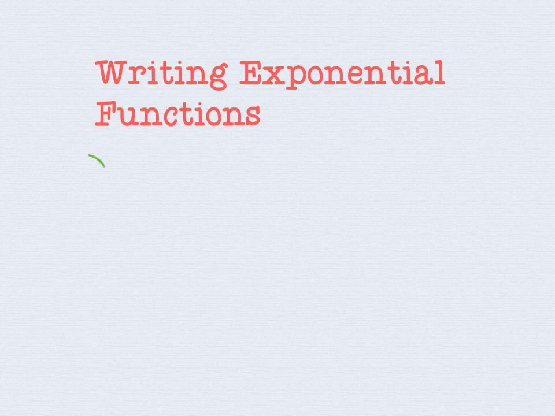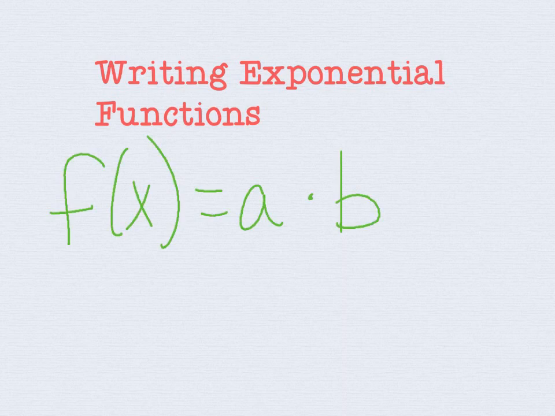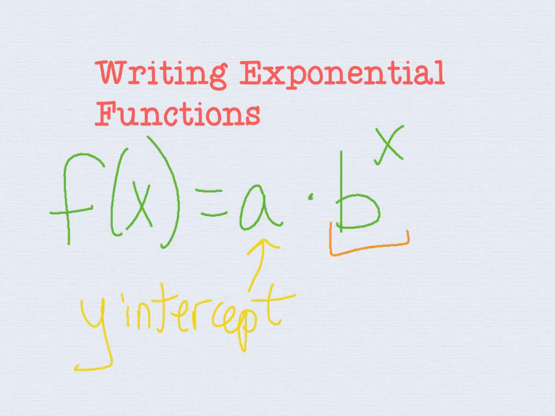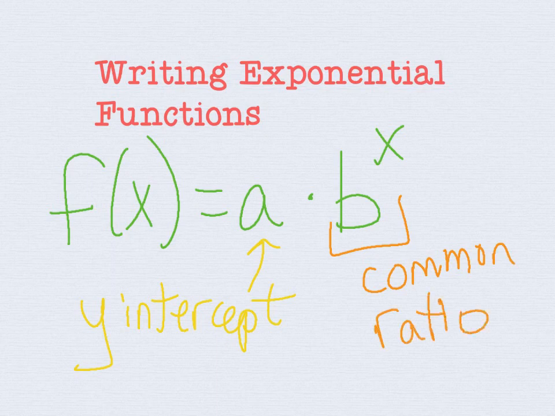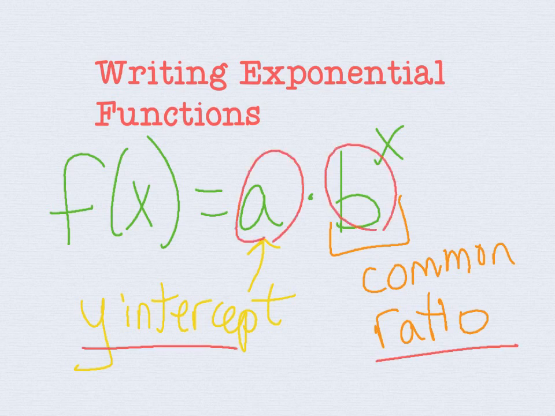So an exponential equation looks like f of x equals a times b to the power of x. And the a is represented by the y-intercept. And the b is my common ratio. So as we go forward into today's video, our goal is going to be to write the equation, write the function. So you're always going to be looking for these two things. If you can find the y-intercept and if you can find the common ratio, you're just going to put those numbers right in for a and b to your equation. So let's get started.